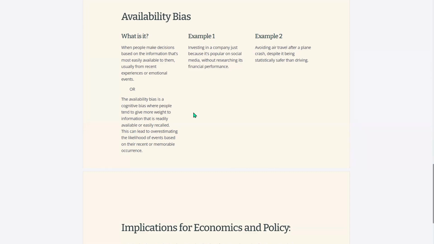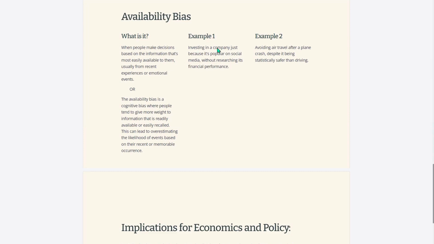So there's another example given. The availability bias is a cognitive bias where people tend to give more weight to the information that is readily available rather than researching a lot. So we are actually overestimating the limited information which we have. Correct?